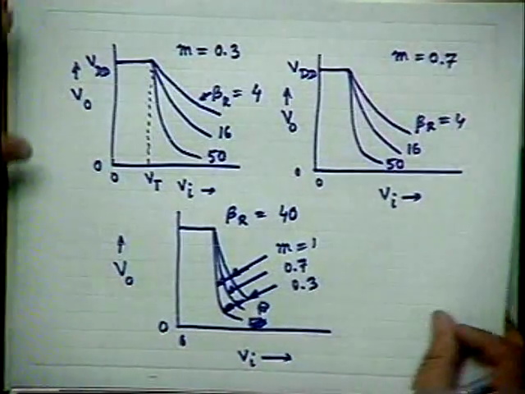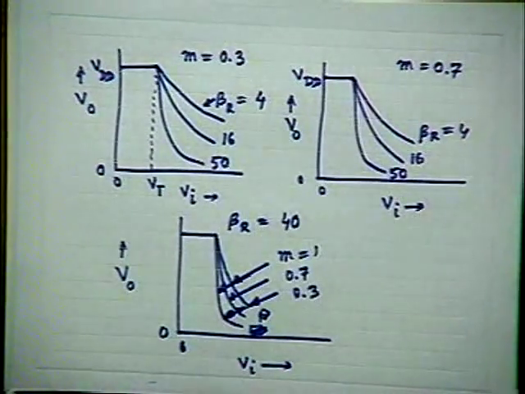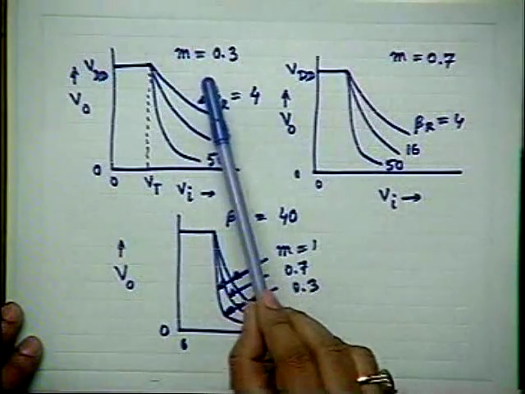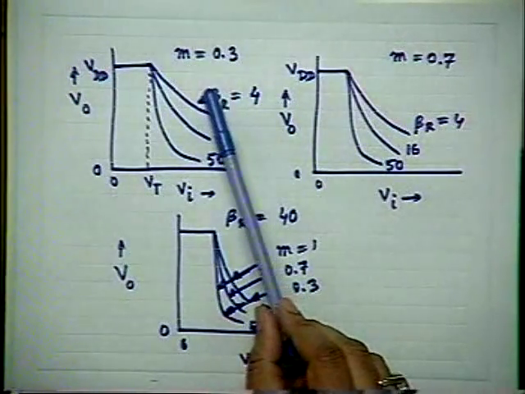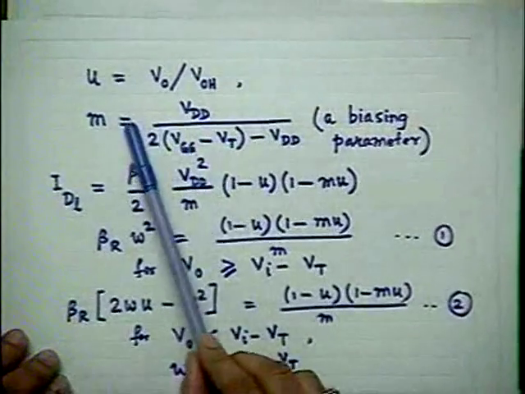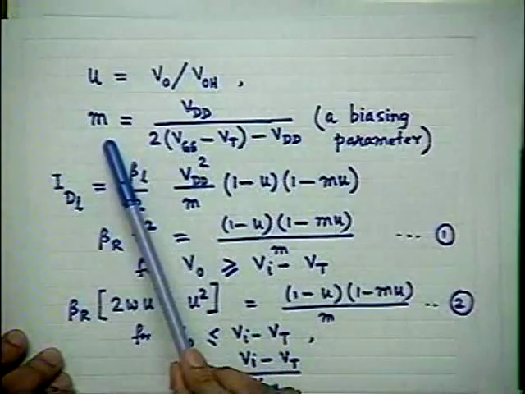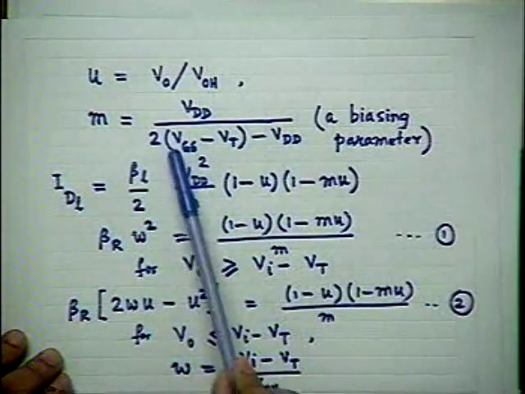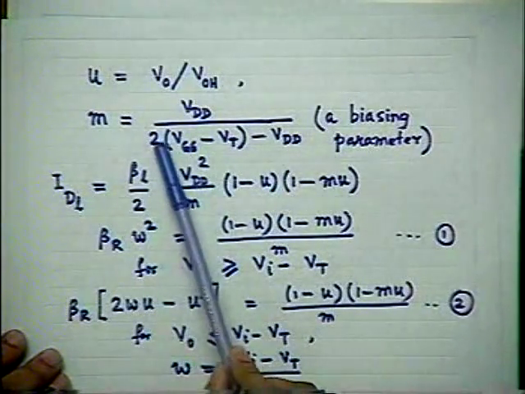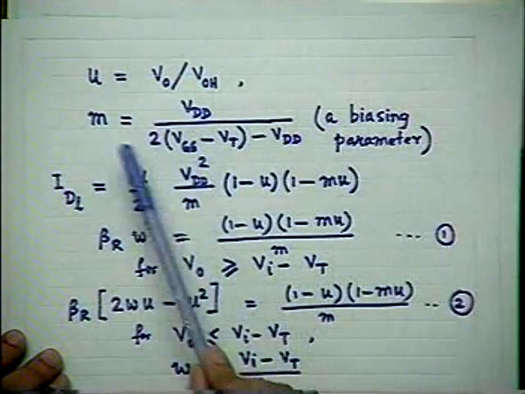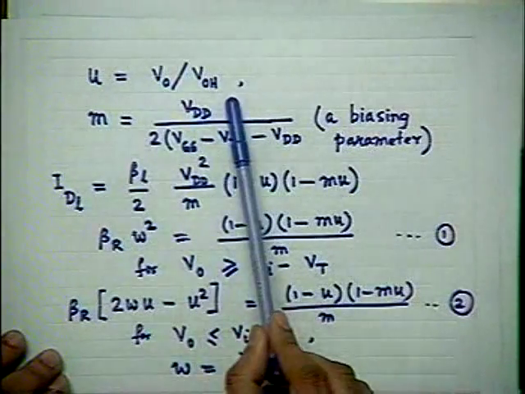Let us carefully see the three sets of curves. In the first set, M has been kept at 0.3. What is the value of M? You carefully see. M is VDD divided by VGG minus VT. So a smaller value of M means a higher value of VGG.